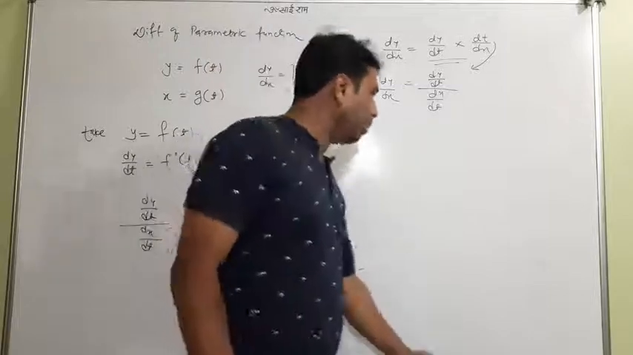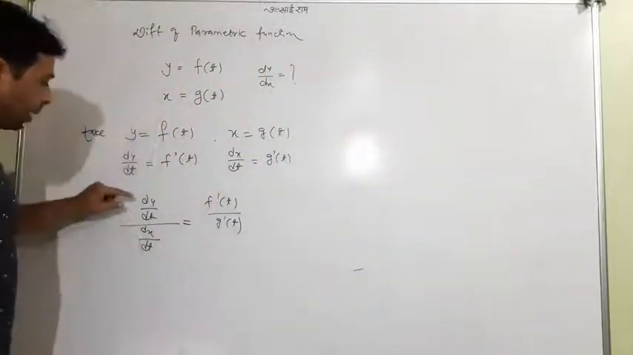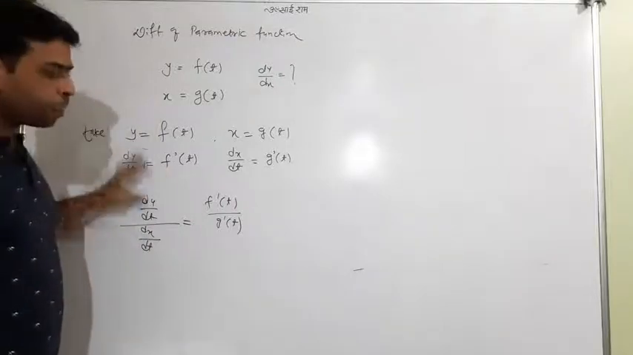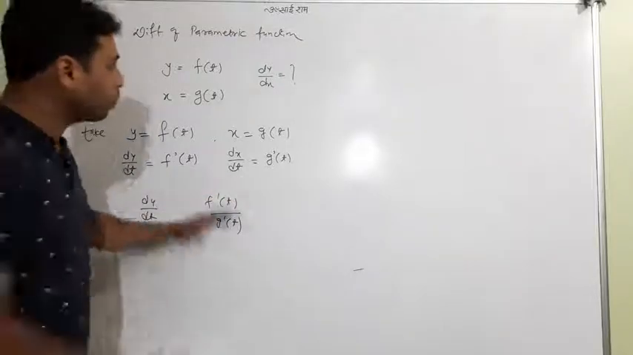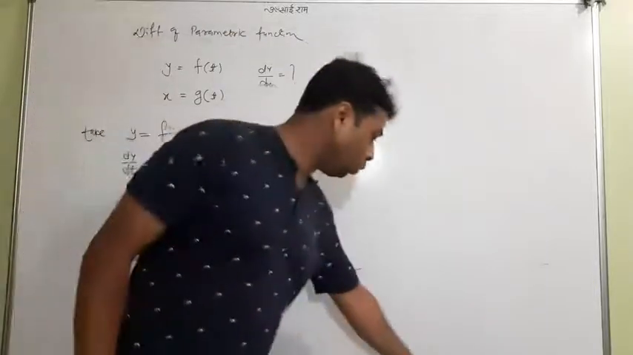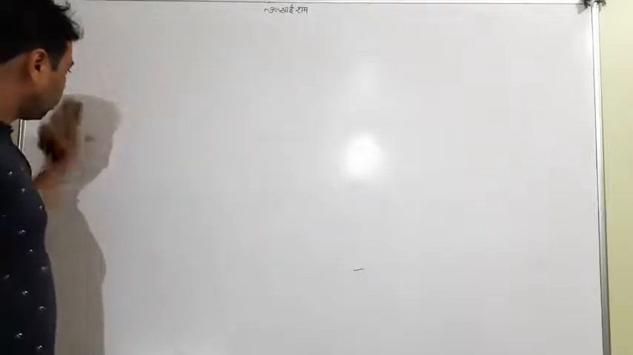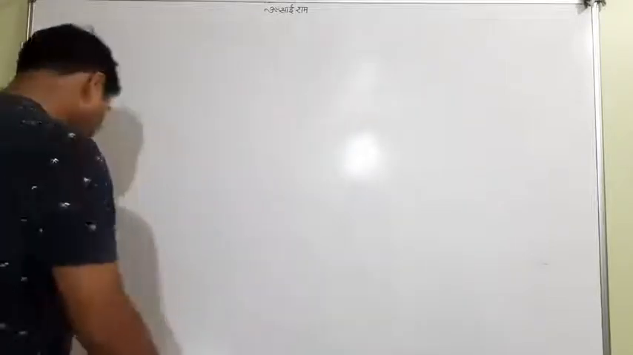So it's a very simple thing I have taught you: whenever you want to find dy by dx, you have to divide dy by dt by dx by dt, and you will get the answer. So remember the method. It's a very simple method. Now we can go through the questions. Wrapping it up, I am telling you some questions. Look at the questions now.